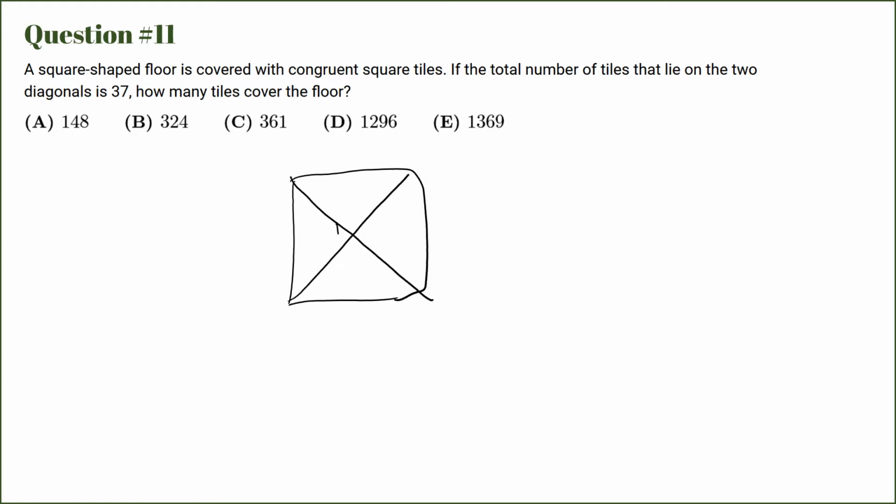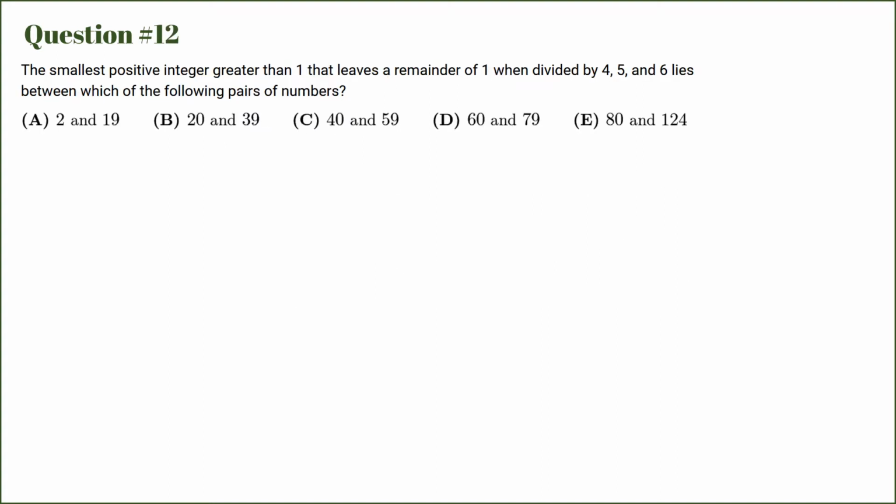So we know that there's one tile that's only counted once. So if we add 1 to that 37 to make up for that tile, we get 38. If we divide 38 because of the 2, then we get 19. So the number of tiles that cover the floor would be 19 squared, or 361, or C.